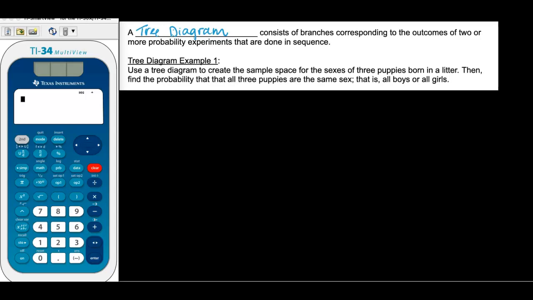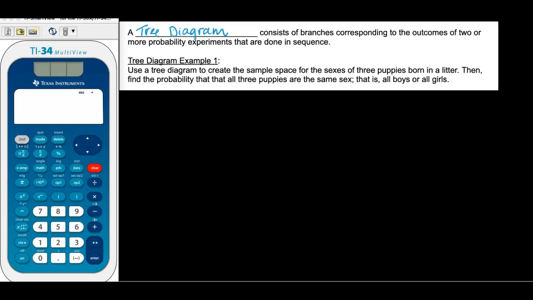So in example one, we're going to use a tree diagram to create the sample space for the sexes of 3 puppies born in a litter. Then find the probability that all 3 puppies are the same sex, that is, all boys or all girls. So the first thing to note is you can do your tree from left to right horizontally, or you can do it vertically top down. Either is fine. So in this case, I'm going to do it from left to right and do a horizontal tree.